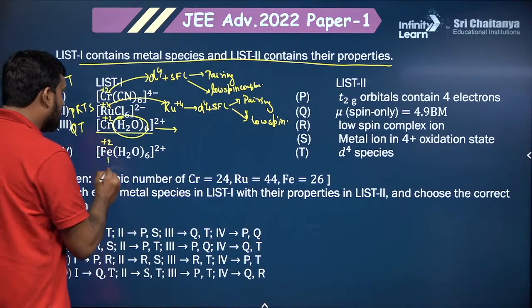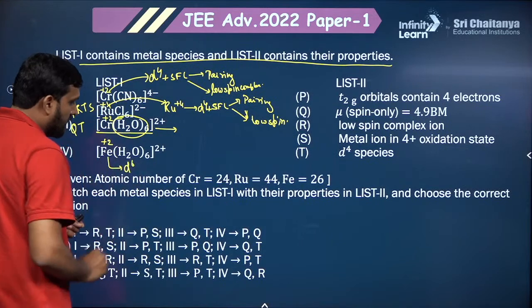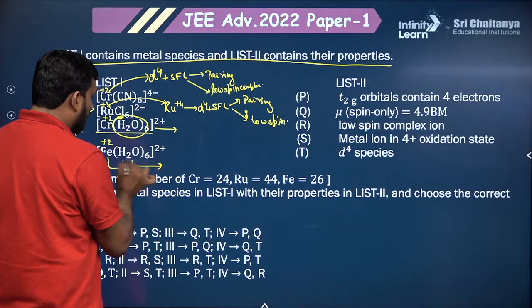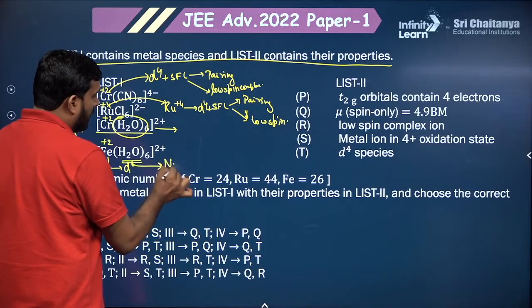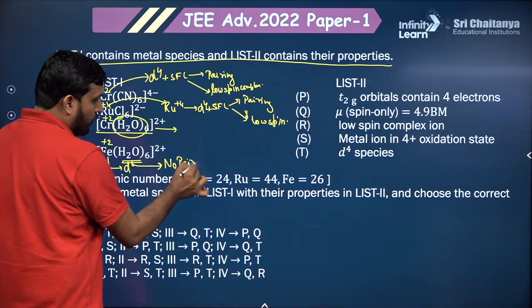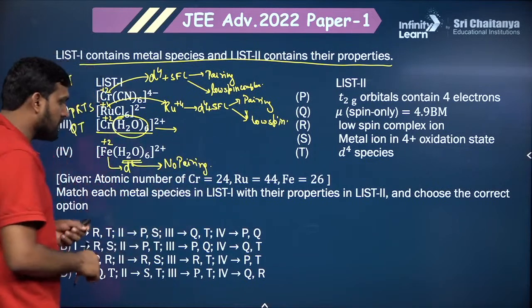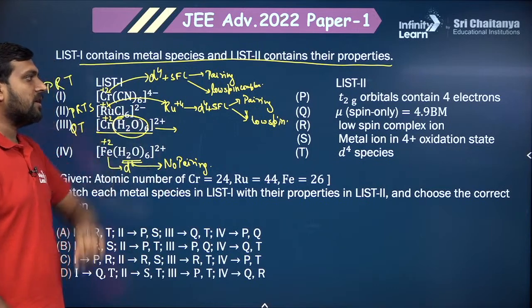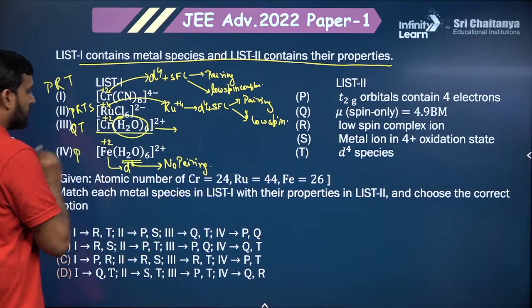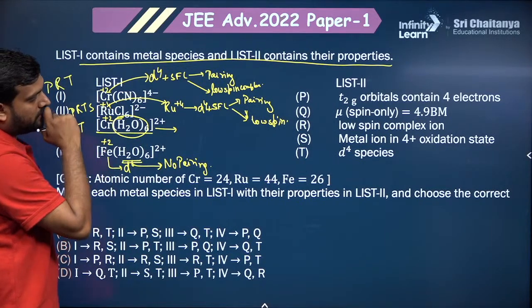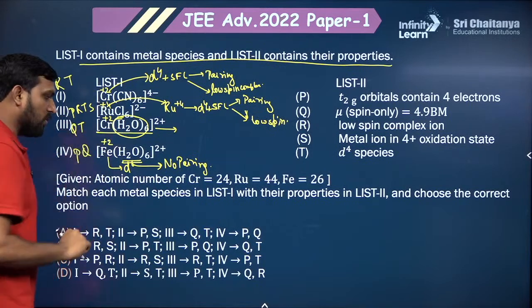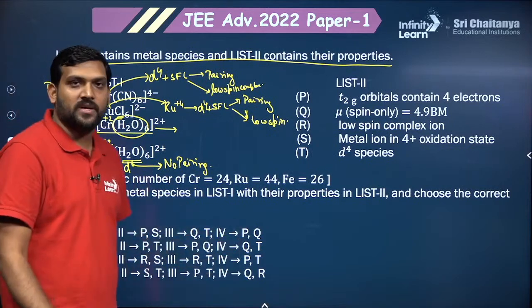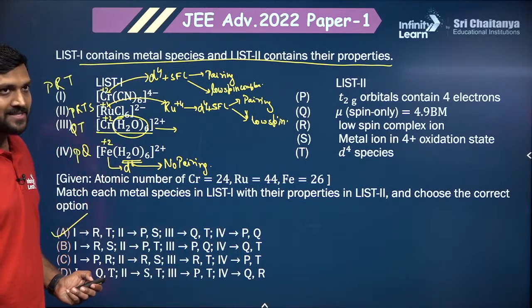Now going for this, it has basically D6 configuration, and WFL is present there, so no pairing will take place. Still it has basically 4 unpaired electrons, and in D6, whatever the filling is there, T2G will contain 4 electrons. Okay, so P will match with this, and Q will match. So PQ is the perfect, and the only option where PQ is given is basically the first one. So the first one will be the perfect answer for it.